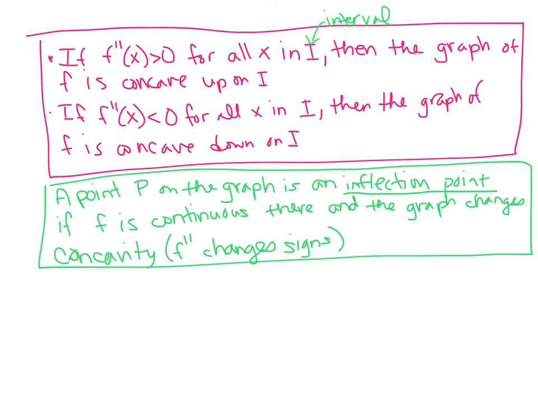So to find inflection points and concavity, you actually follow the exact same process that we did previously with increasing, decreasing, and local min and local max, except that you do it with the second derivative. So we'll do a few examples like that in class.